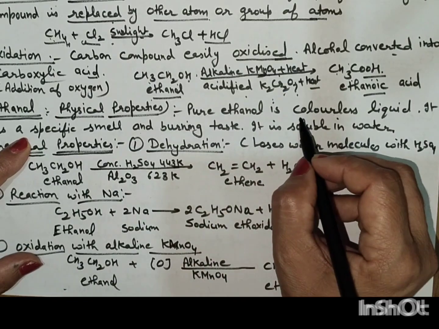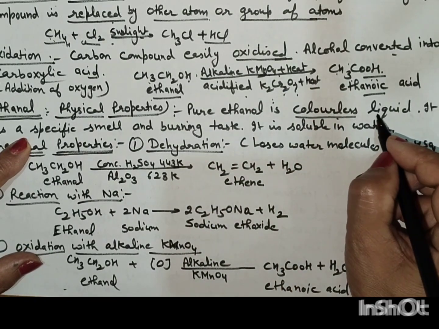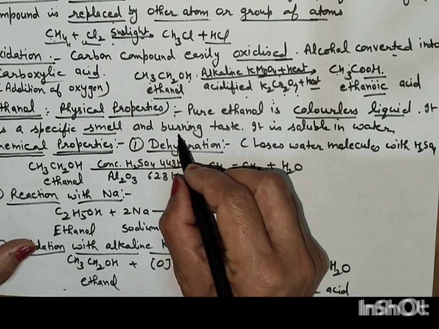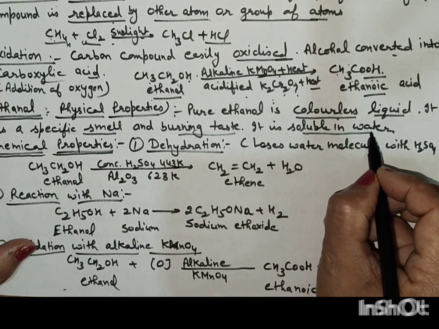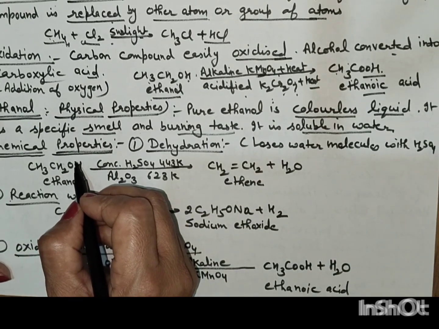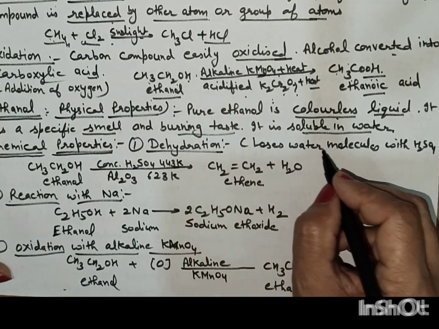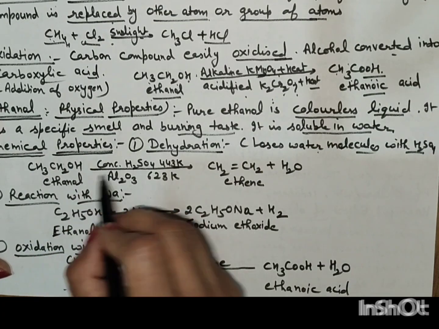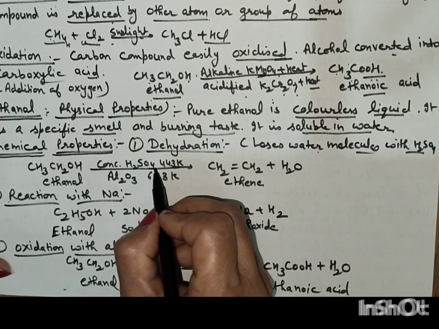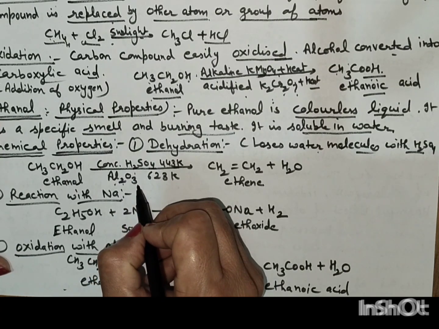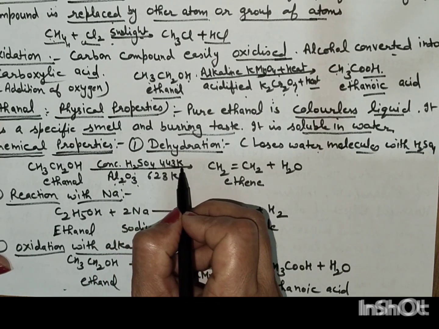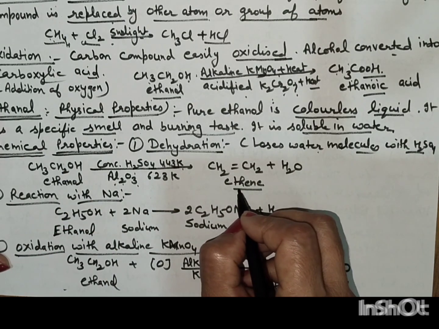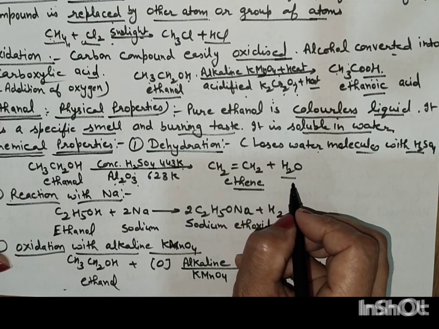Ethanol physical properties: pure ethanol is a colorless liquid and it has a specific smell and burning taste. It is soluble in water. Chemical properties of ethanol: first is dehydration, loss of a water molecule. If we combine it with concentrated H2SO4 or Al2O3 at a temperature of 443 Kelvin, then ethanol converts into ethene. Dehydration takes place.